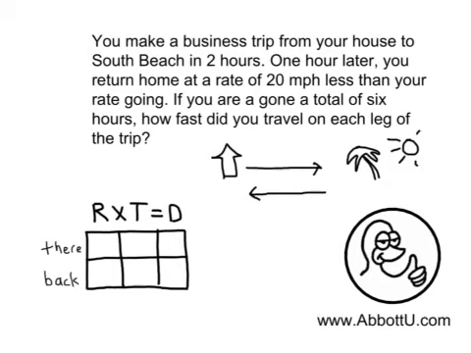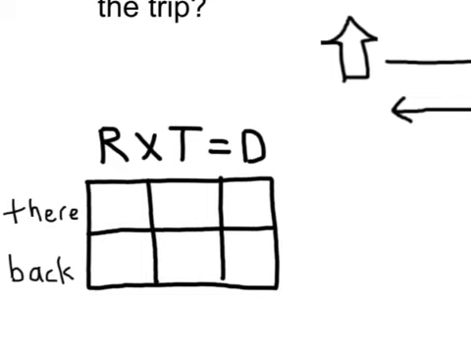Looking at the problem here, let's see. You make that first business trip from your house to South Beach in 2 hours. Okay, well that's good. That 2 hours right there gives us some information that we can fill in right there. Like it took you 2 hours to get from your home to South Beach. So I'm going to fill that into that cell right there. That gets a 2 for 2 hours.